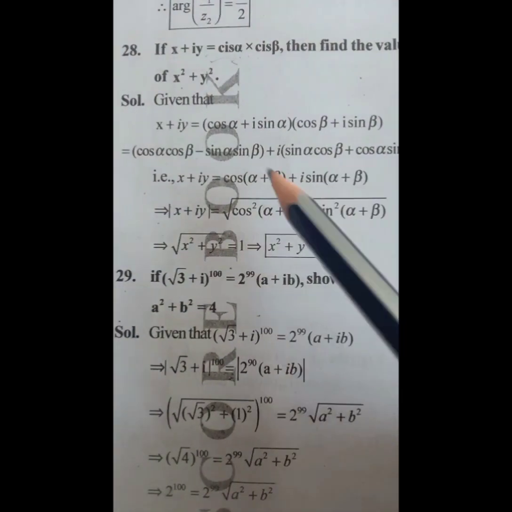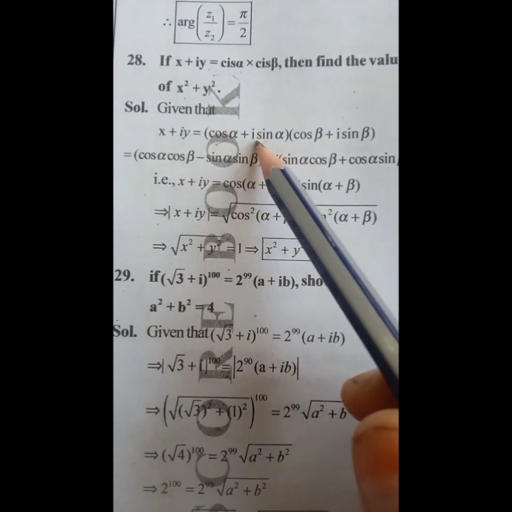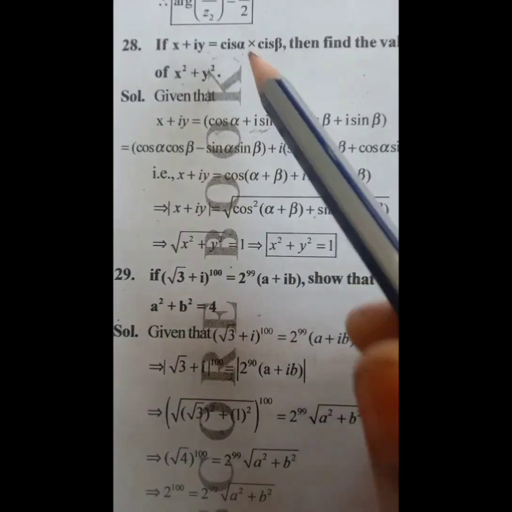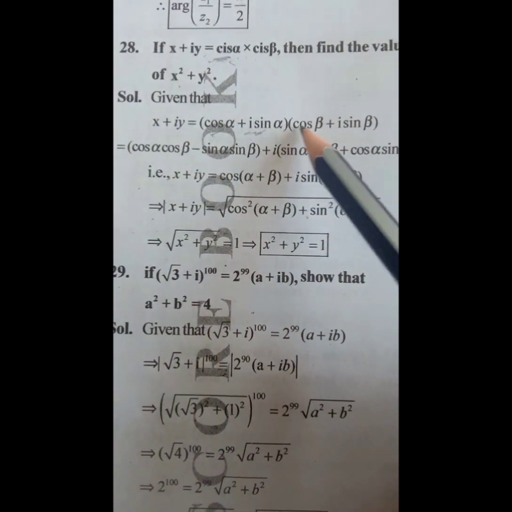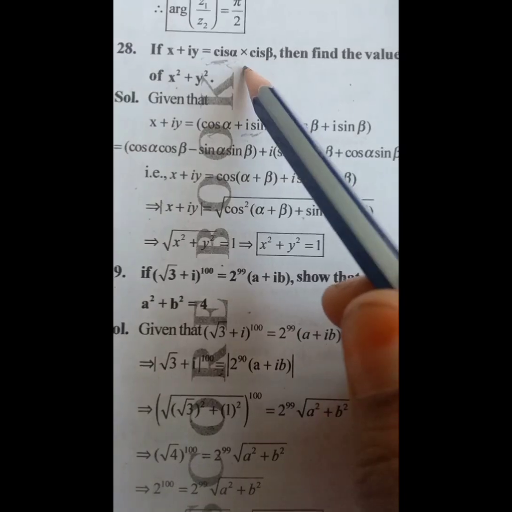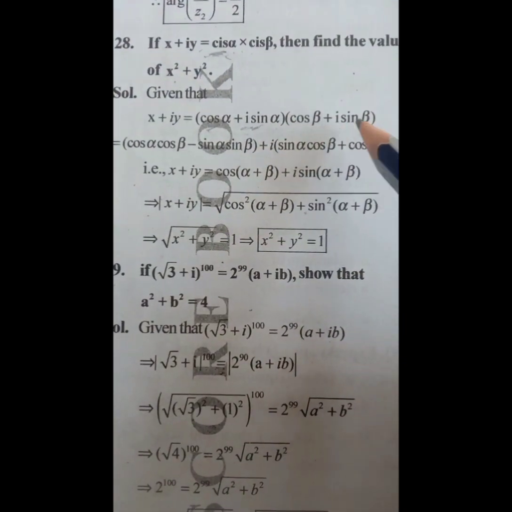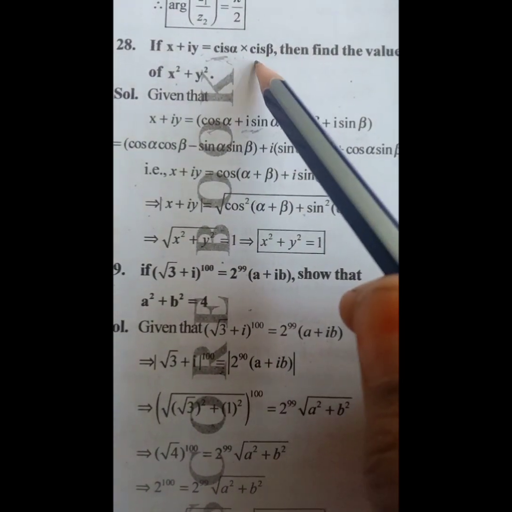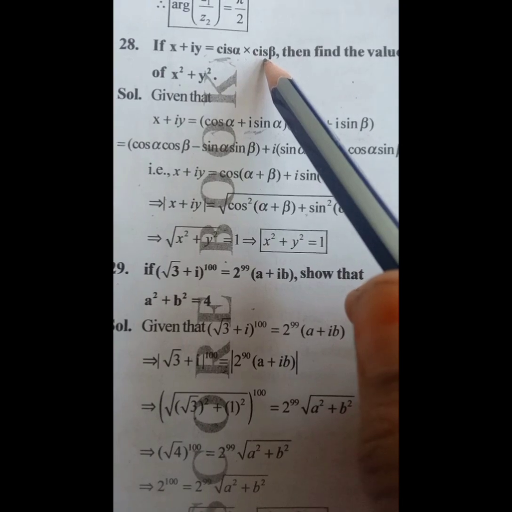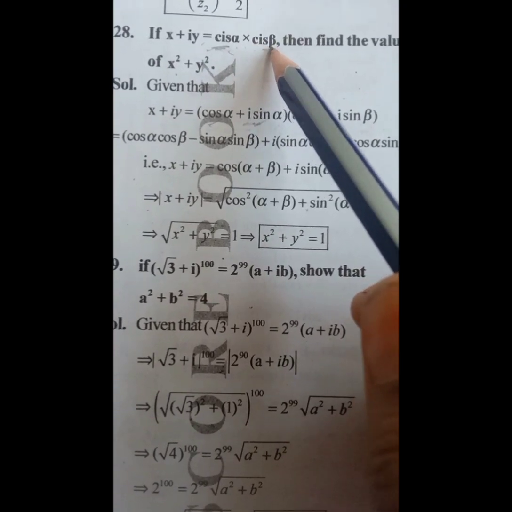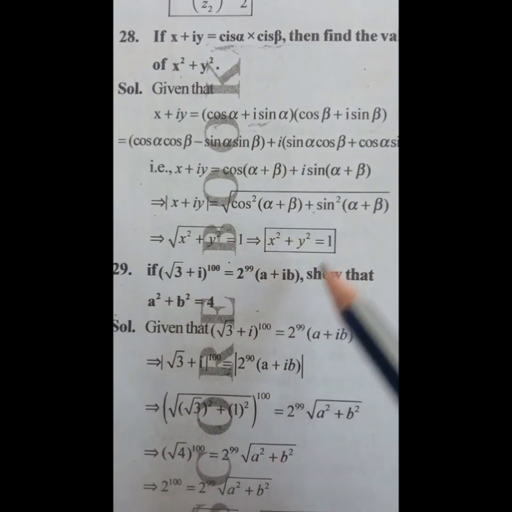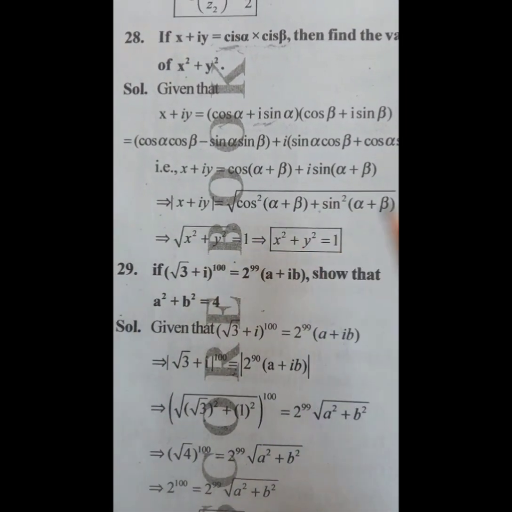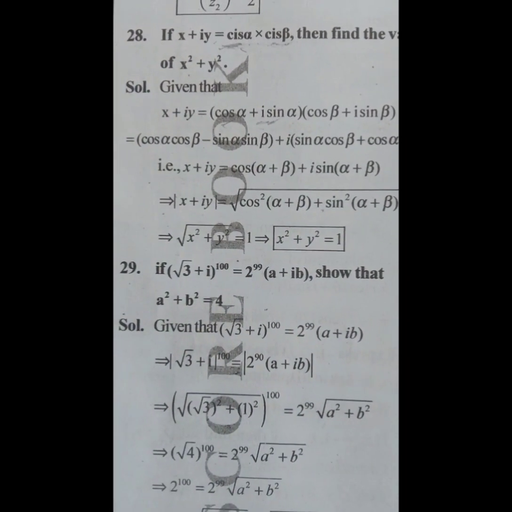Similarly, cis beta is cos beta plus i sin beta. This is the first term, this is the second term, this is the angle, this is the imaginary value. Similarly, you need to write the values for the second one, then multiply them.